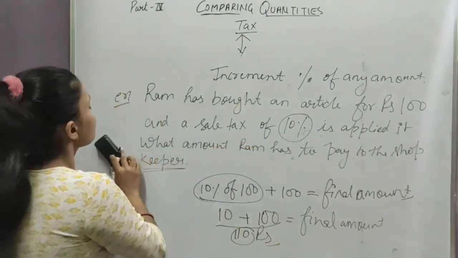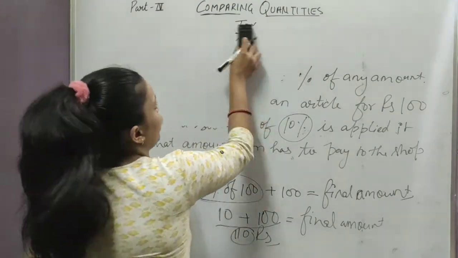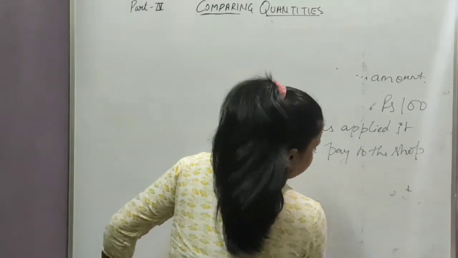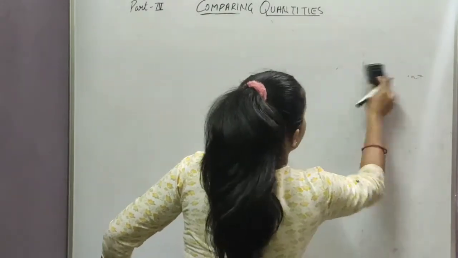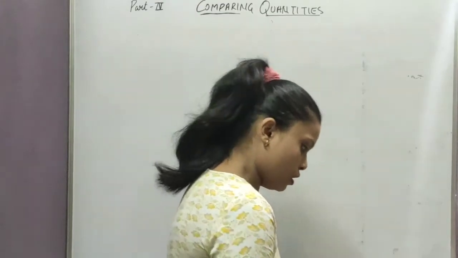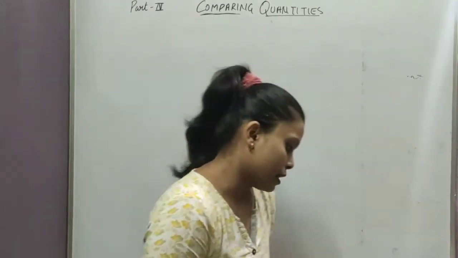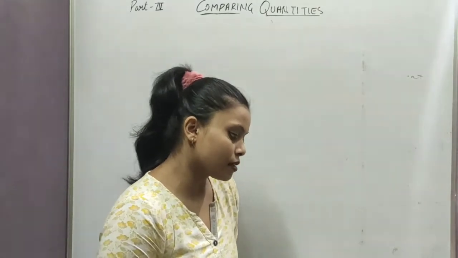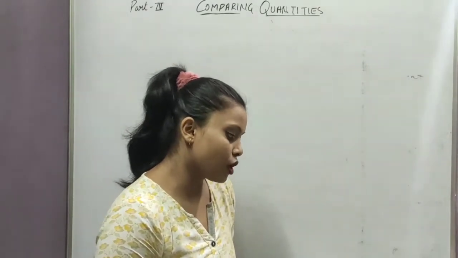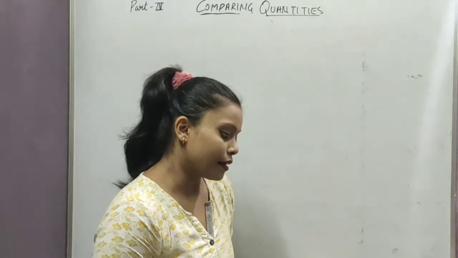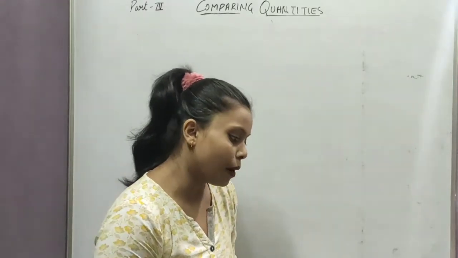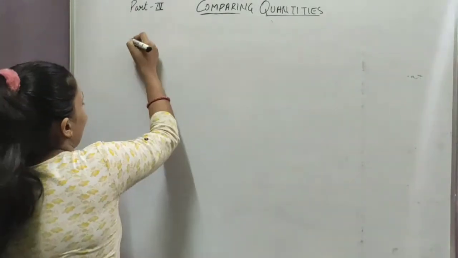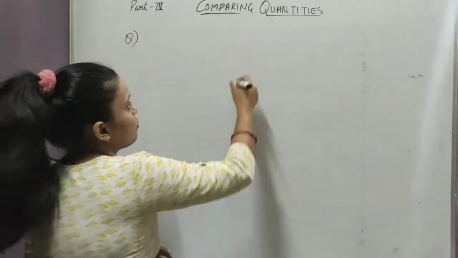Let's do questions from exercise 8.2 which are related to tax. So question number 8. The price of a TV is rupees 13,000. The sale tax charged on it is at rate 12%. Find the amount that Vinod will have to pay if he buys it. Okay, what is said?